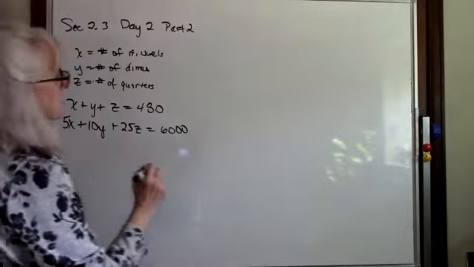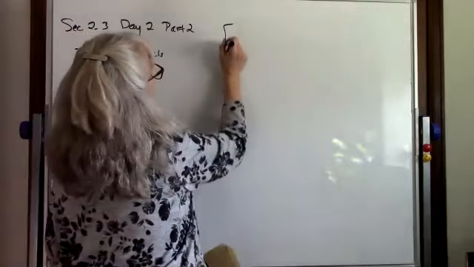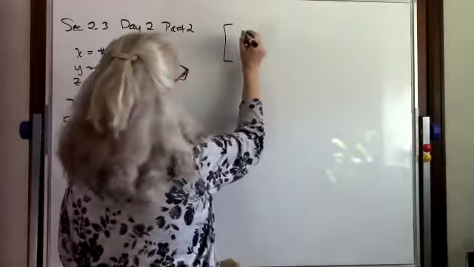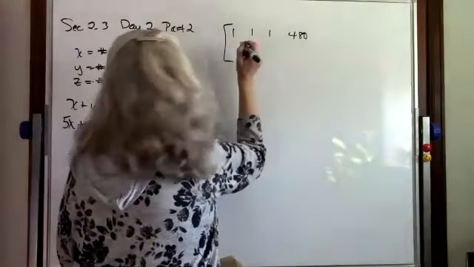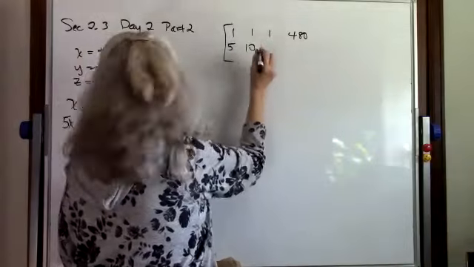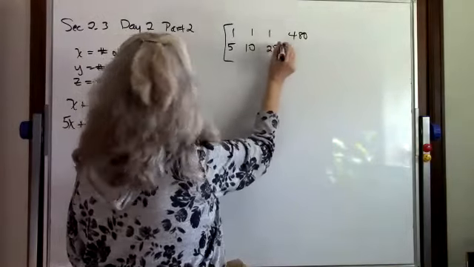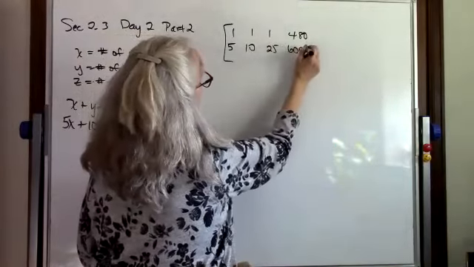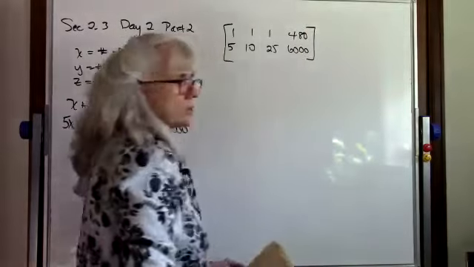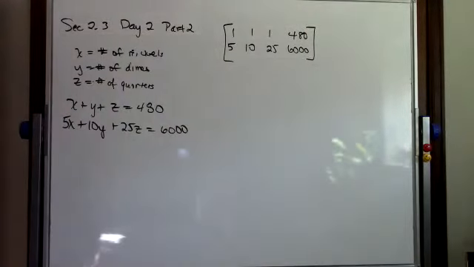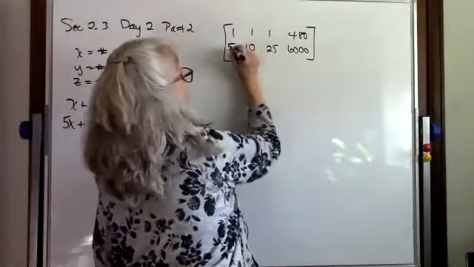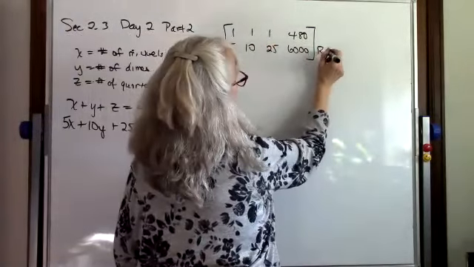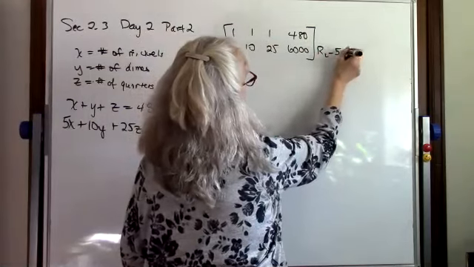Let's write it as our augmented matrix. When we write it as our matrix, we will have 1, 1, 1, 480. We'll have 5, 10, 25, and 6,000. I know I didn't on the last one, but let's go ahead and row reduce this one just for practice. We have our 1, we needed 0, so we're going to do row 2 minus 5 times row 1.